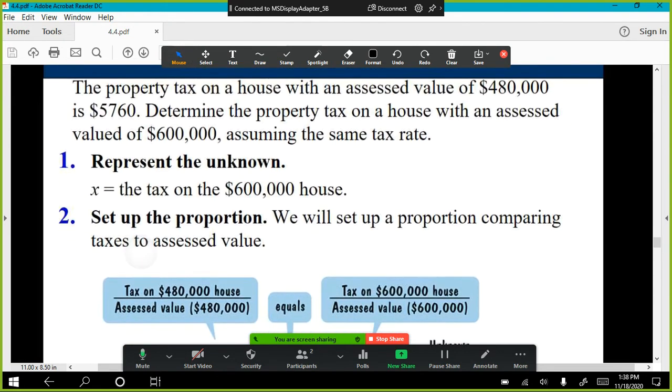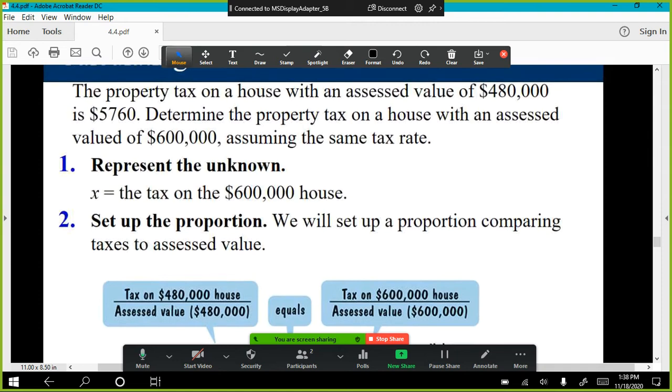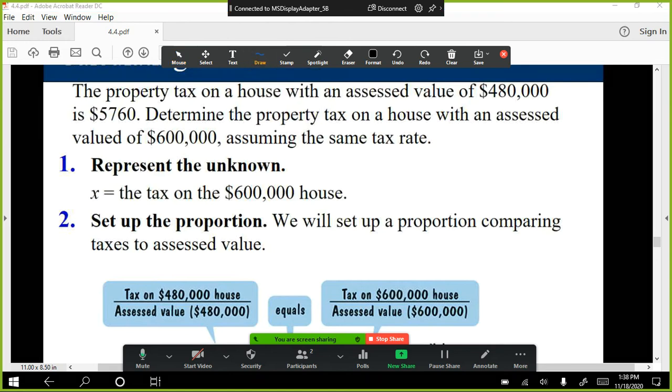The property tax on a house with an assessed value of $480,000 is $5,760. So those are the two important things right there. A house that costs $480,000 has taxes of $5,760. So it wants to know what is going to be the property tax for a house that's valued at $600,000. So this is the type of problem where we set up a proportion, and they wrote it right there. They put the tax over the value equals the tax over the value.